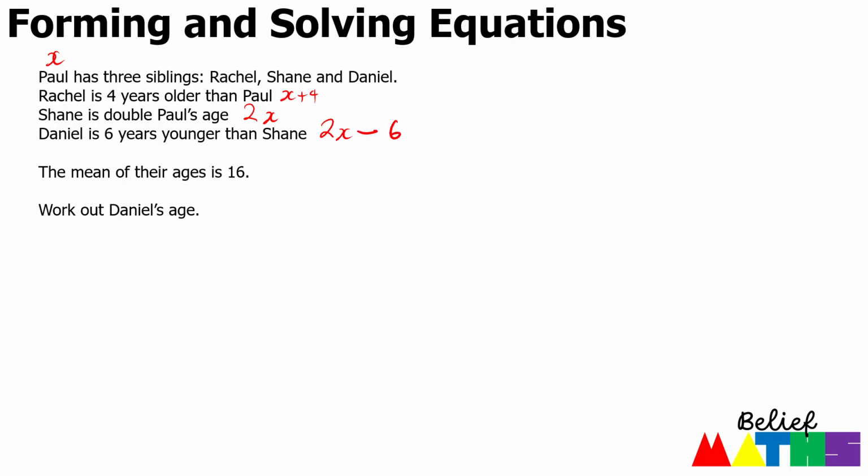And it says the mean of their ages is 16. So to work out the mean, you add them all together and you divide by the number you have. So we had 4 here, so adding all those together, x plus 4 plus 2x minus 6 is going to give us 6x minus 2 divided by 4 would give us 16. We can then solve this. By multiplying by 4 you get 6x minus 2 equals 64.